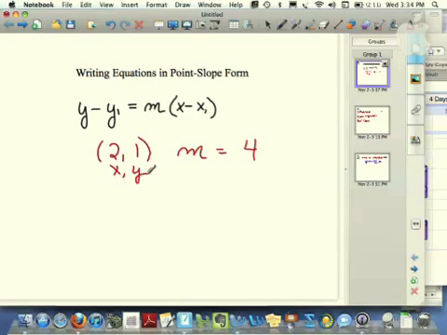We substitute the numbers into the form and we get y minus the y1, which in this problem is 1, equals the slope 4 times the quantity x minus, and the particular x in this problem is 2. This equation is in point-slope form.